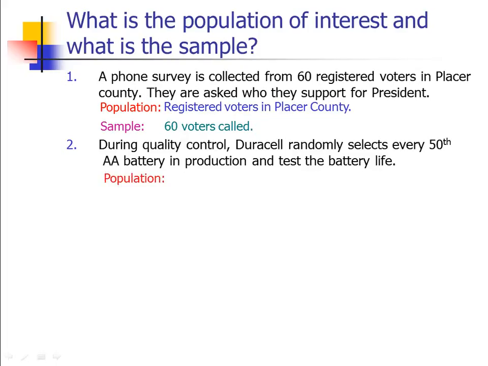So in this case, my population is all of the batteries, so it's all the AA batteries that are currently in production. My sample is actually the batteries selected. My parameter in this case is what is the battery life? My statistic is, well, how long do those batteries last on average?